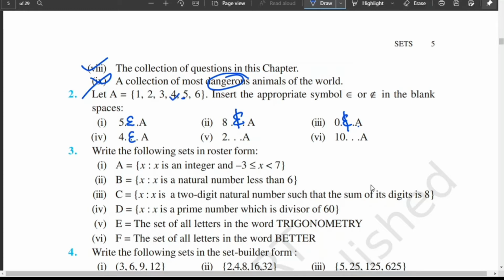2, you have to look whether this number is there in the set or not. Yes, it belongs to A. 10, 10 is not there, so it does not belong to.